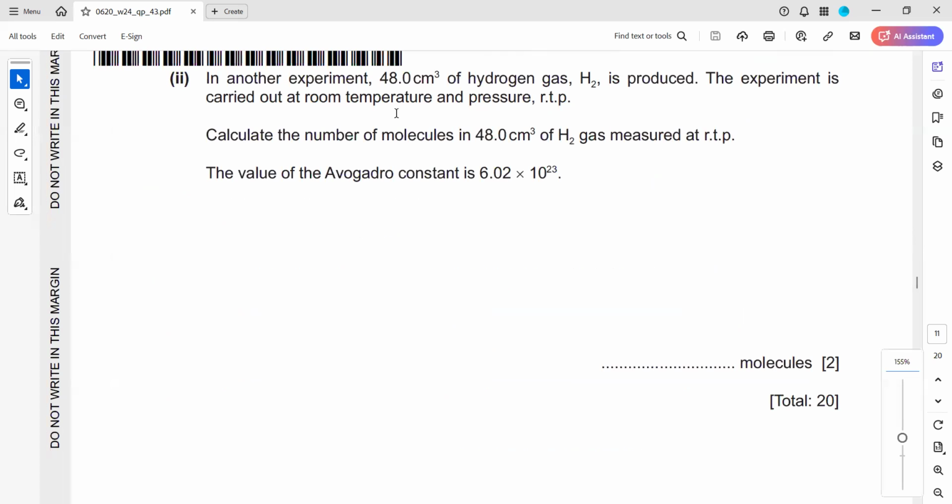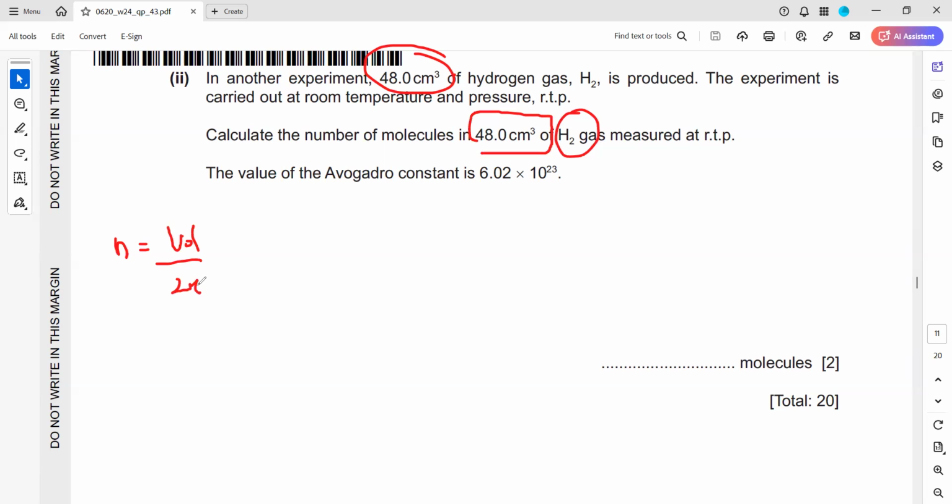In another experiment, 48 cm cube of hydrogen gas was produced. The experiment was carried out at room temperature. Calculate the number of molecules in 48 cm cube of hydrogen gas. So first we'll find the moles. Moles of a gas equal volume divided by 24. 48 divided by 1,000.